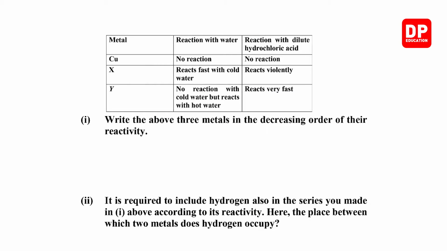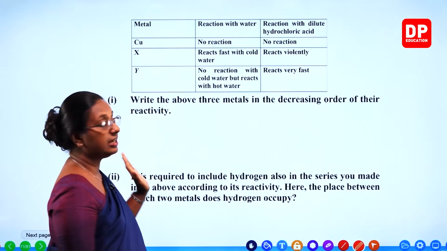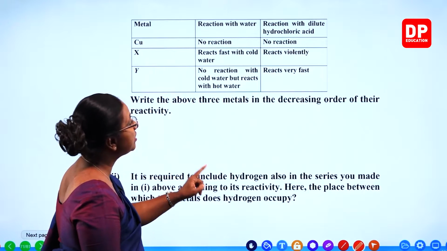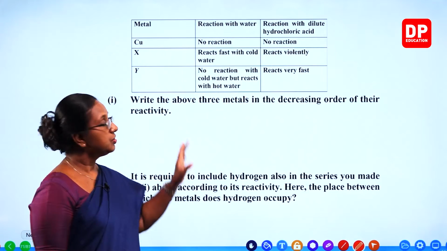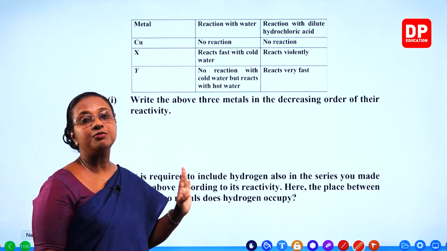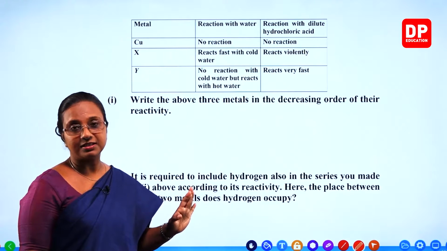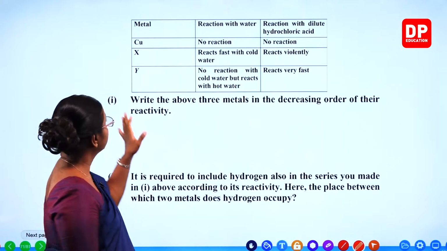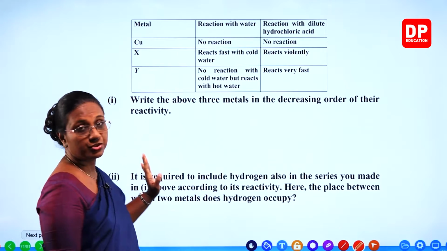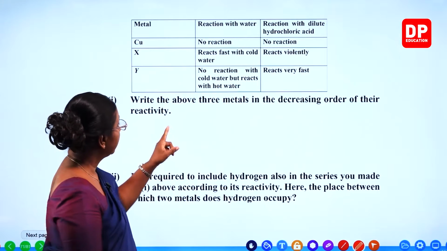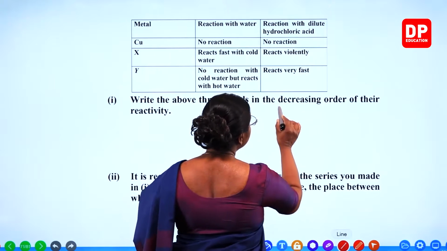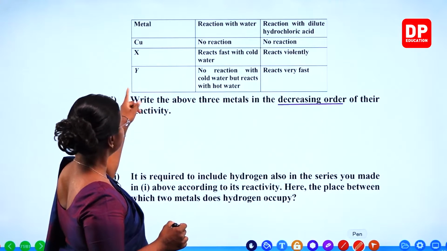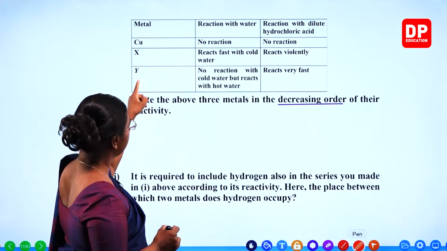The first part, here also the table is given to you. So we have already identified X and Y. Write the above three metals in the decreasing order of their reactivity. So from the reactions given itself, you can understand the reactivity. If not, we have identified the metals, so you know the order. So obviously you all know sodium is most reactive, so it has to be X. Here the question is decreasing order of reactivity. So the highest reactive metal here is X, then Y, then copper.